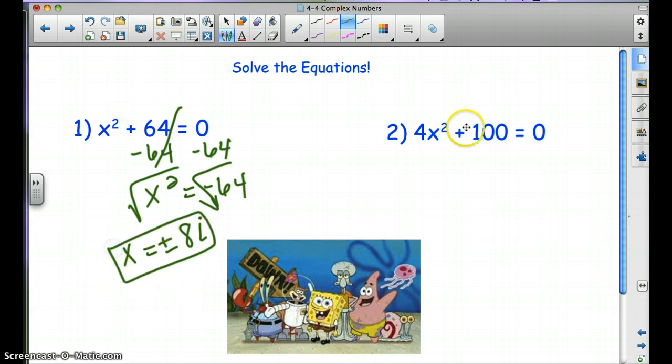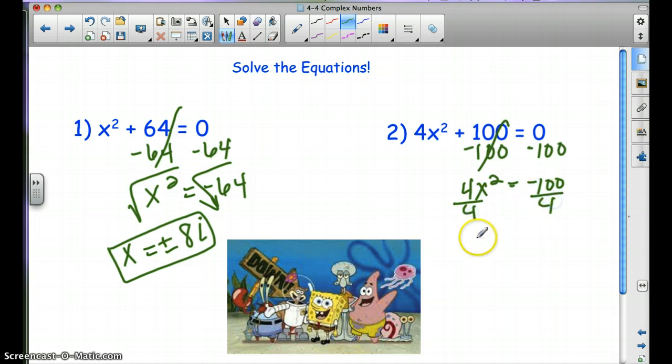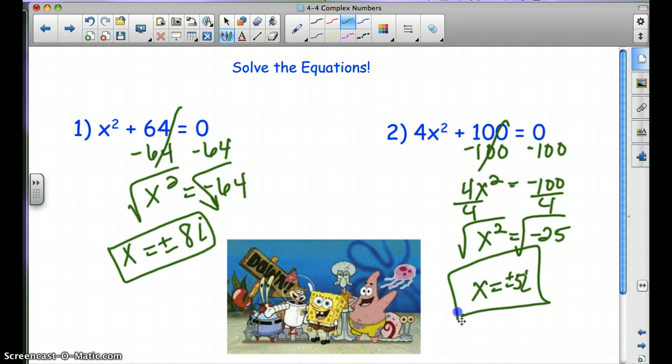Alrighty, so pause the video, see if you can do this one. Alright, let's see if you get the same thing I do. I'm going to subtract 100 from both sides. And then we divide by 4. And now we can square root. Again, we have a negative inside the square root, so that's going to be an i. And we have x equals plus or minus 5i because 25 is perfect.